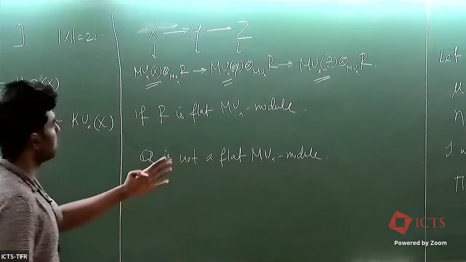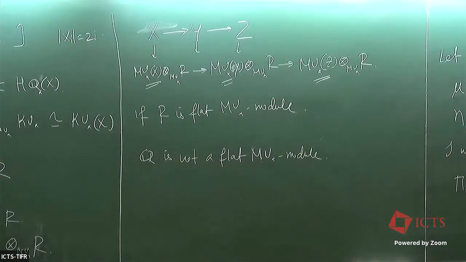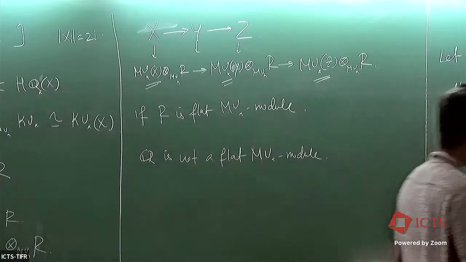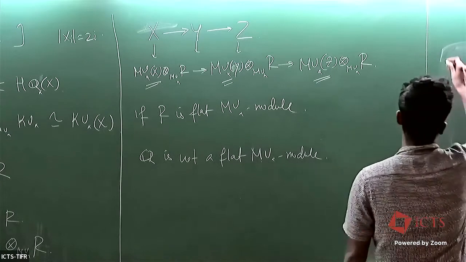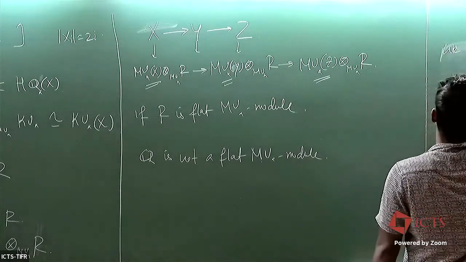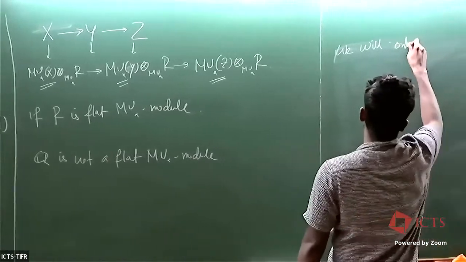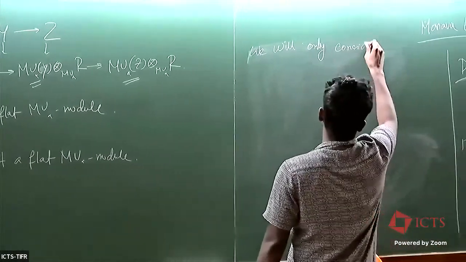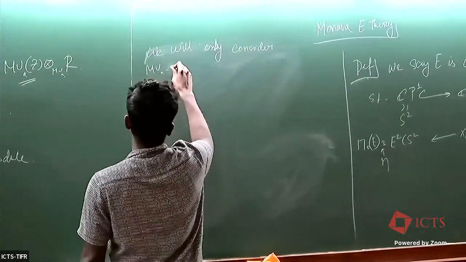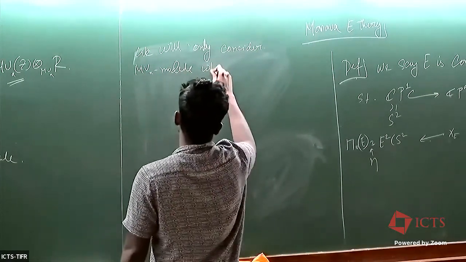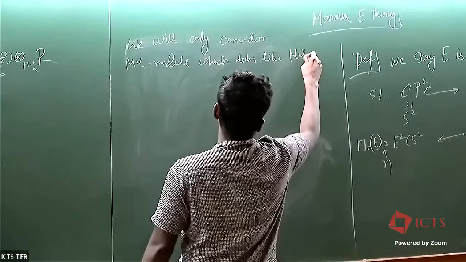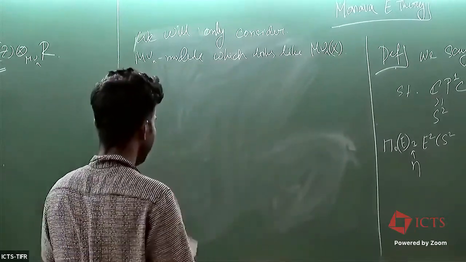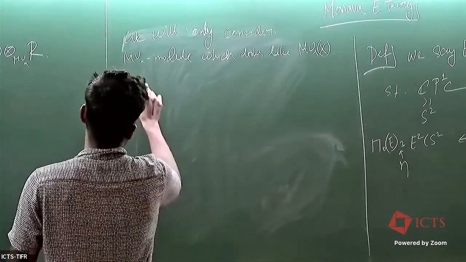So I don't need my R to be flat over the total category of mu star modules. Now I'll restrict my category. We will only consider mu star modules which look like mu star x. And the thing about mu star x is there is an added action.